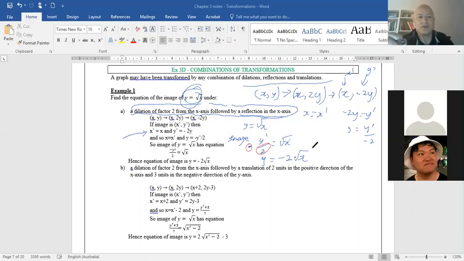Whoever just joined us, you missed 3C. Okay, so that's how I get the image there. So there's my final answer, the image of the equation. Any questions there?